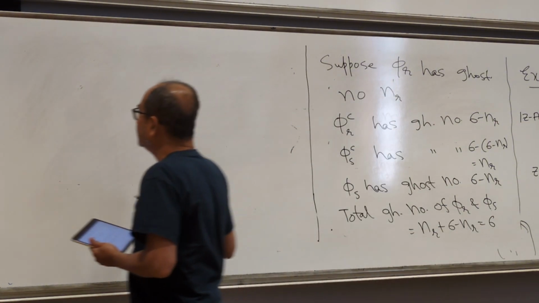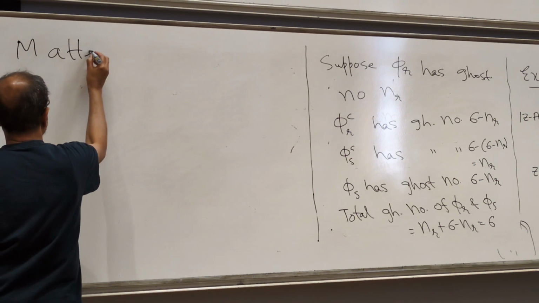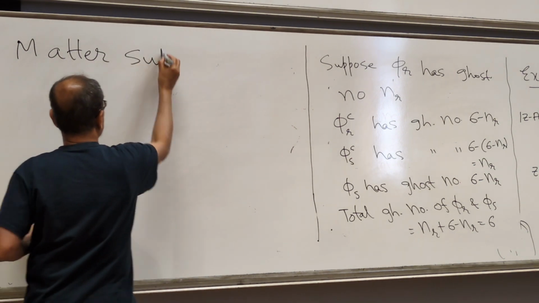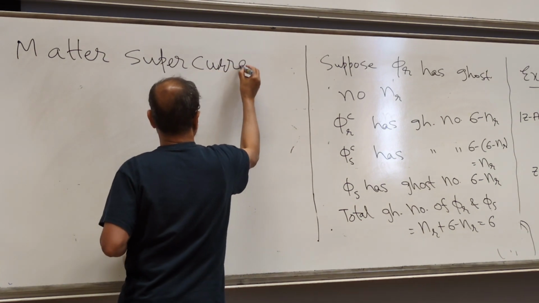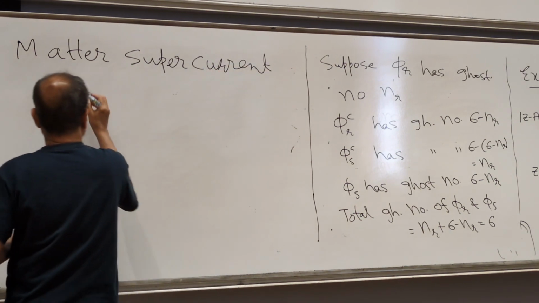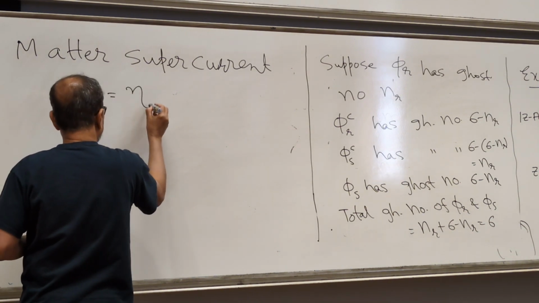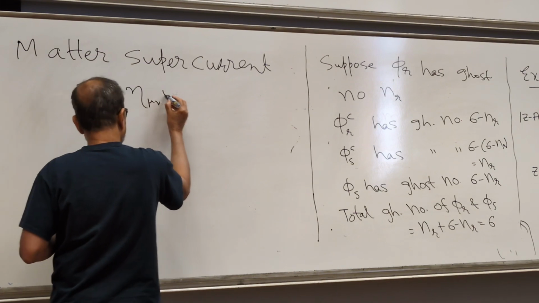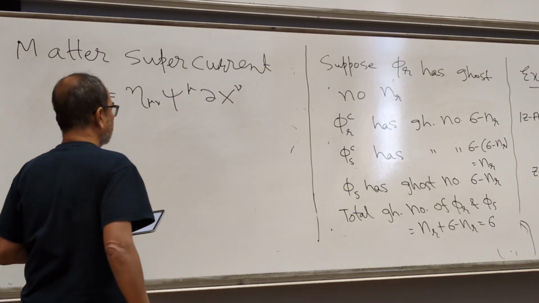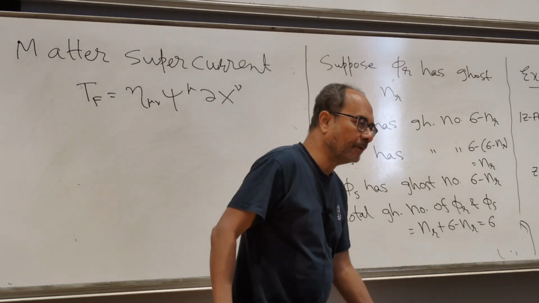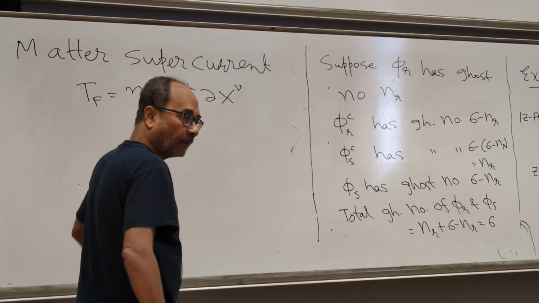Okay, we also need the supercurrent. So the matter supercurrent TF is eta mu nu psi mu partial X. This is a fermionic partner of the energy momentum tensor, or you can also think of it as a generator of the superconformal transformation.